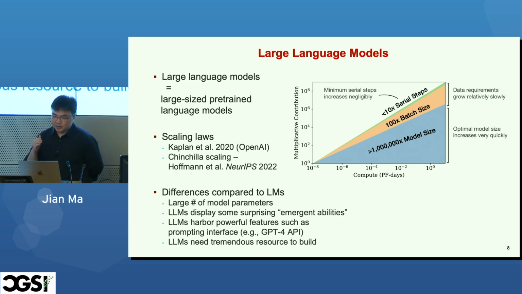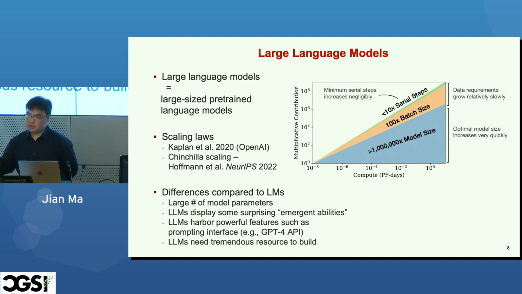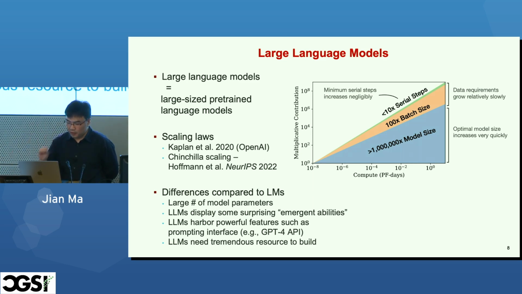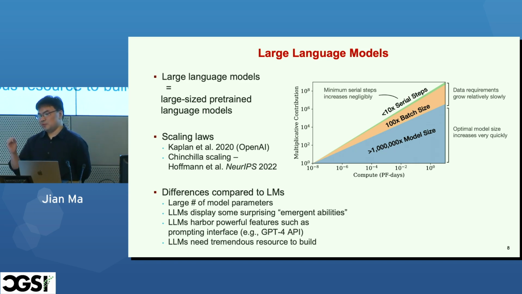So what are large language models? Large language models, in essence, are just very large-sized pre-trained language models. We have seen pre-trained language models. You pre-train a model with a large amount of data, and then you fine-tune that for specific purposes. And a large language model is a very large-sized pre-trained language model. It's still confusing. What does that mean? Large-sized. What constitutes large? It is actually an evolving term or concept.